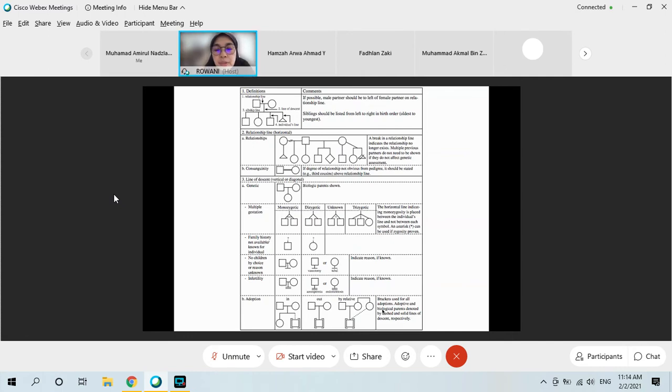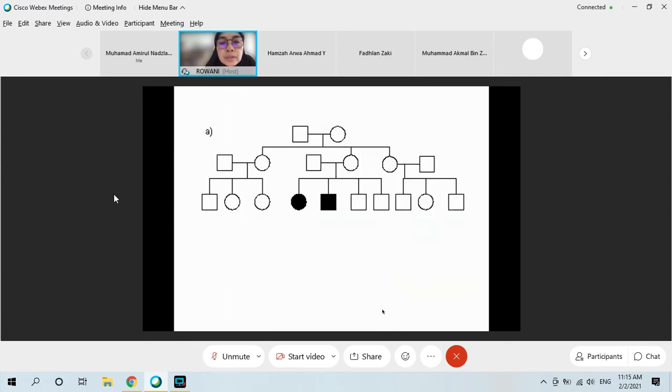You can read about this. I will share the slides of this pedigree with you, so you can read and memorize or keep them for your use. Now I want to talk about mode of inheritance. I think you have learned about mode of inheritance previously. What I want you to do is to figure out what could be the mode of inheritance of the pedigrees that I'm going to show you.